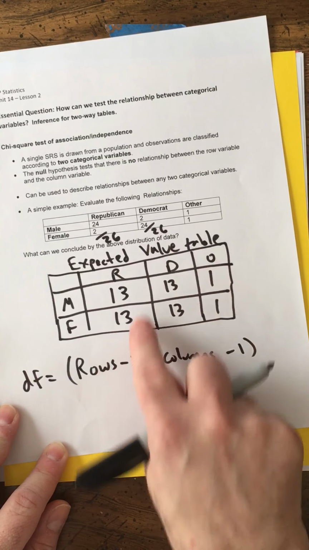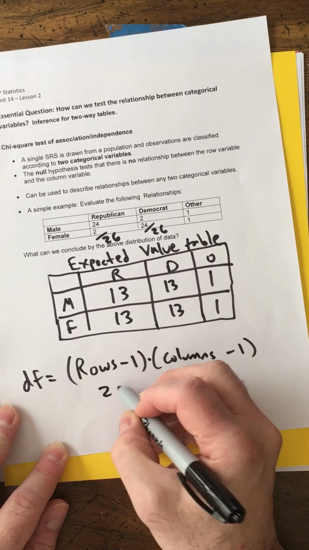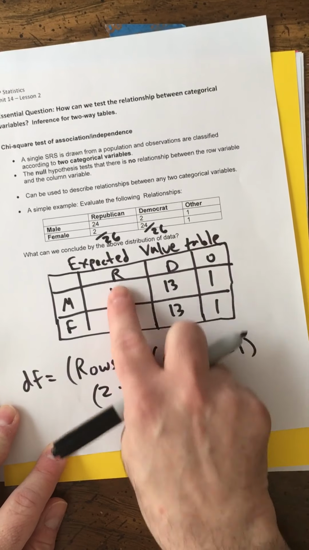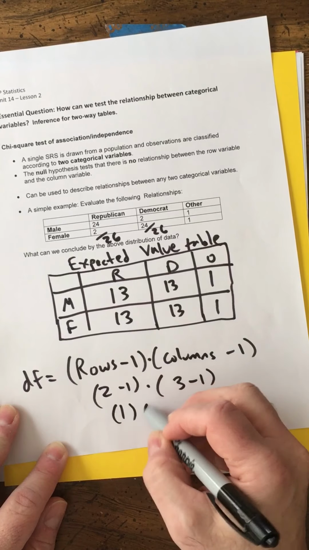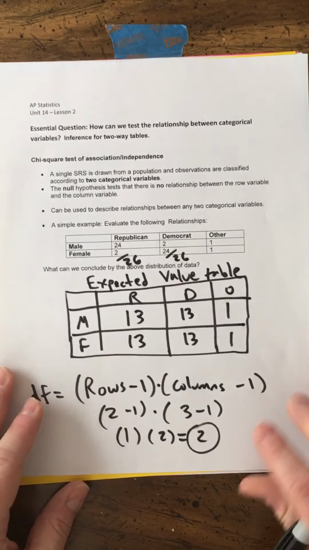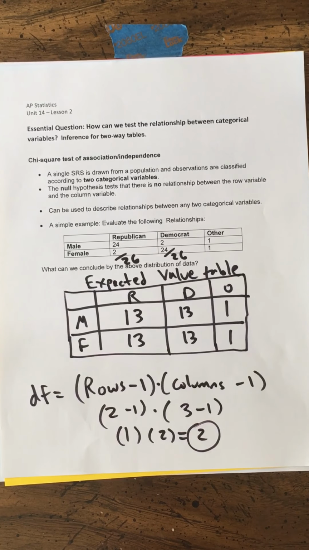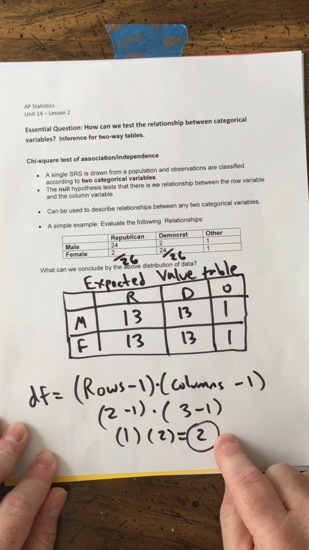So in our case, we have 2 rows. So 2 minus 1 is 1. The number of columns is 3. 3 minus 1 is 2. This becomes 1 times 2, which is 2. This is the degrees of freedom you would use when you run the chi-square test. It's going to ask you for the degrees of freedom, so you would need that.